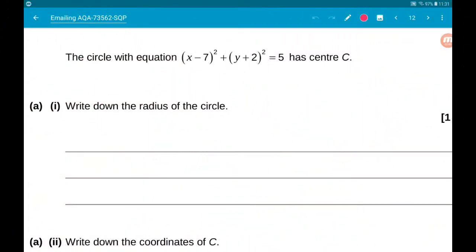Okay, question 11, we are playing with circles. So the circle with equation (x − 7)² + (y + 2)² = 5 has centre C. Part 1 of part A wants us to write down the radius of C.